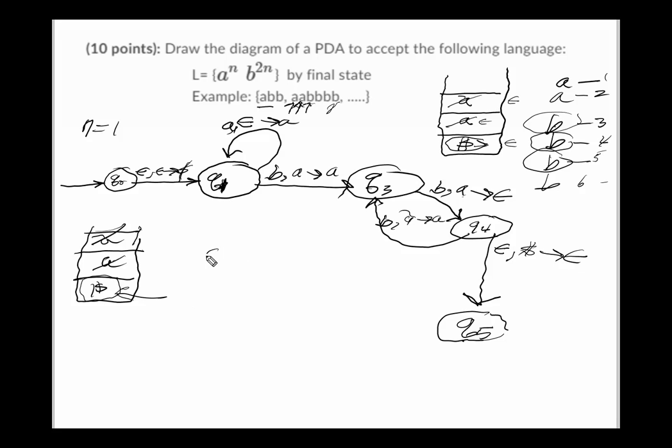What are the states? Q0, Q1, I made it Q3 here, Q4, and Q5, and that's your final state.